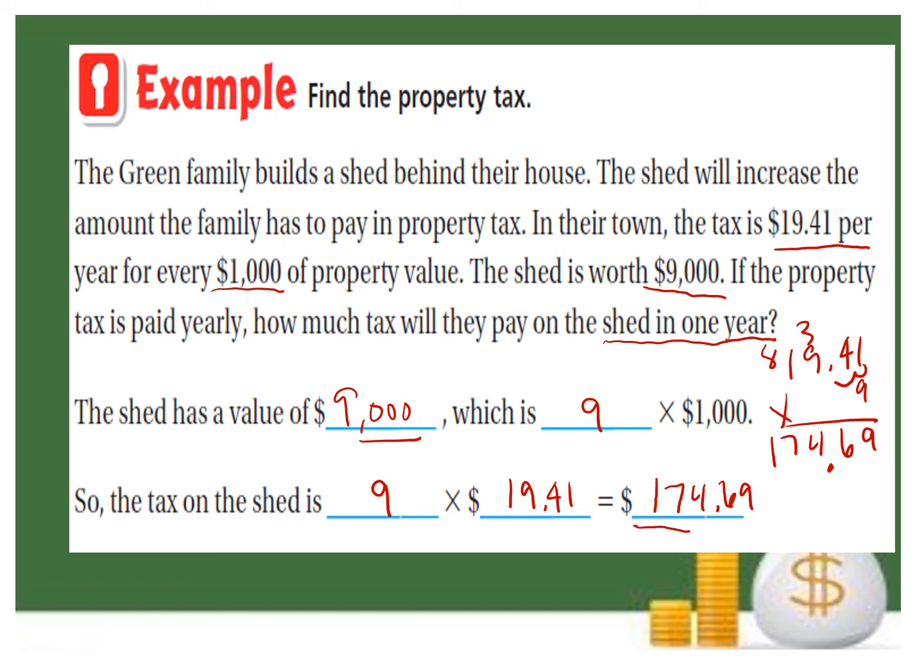So every year they'll pay an additional $174.69 to their home tax because of the shed they put on their home. Okay? And that is called the property tax again.